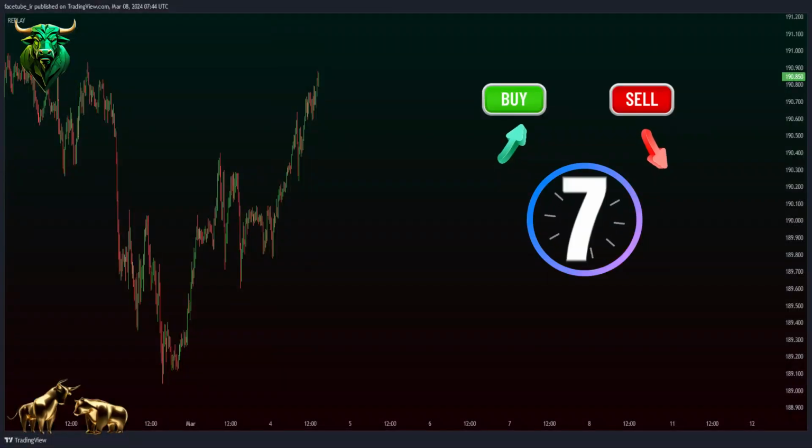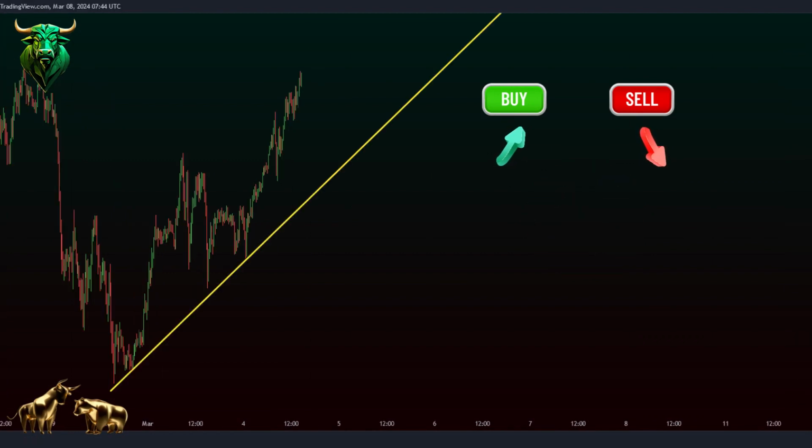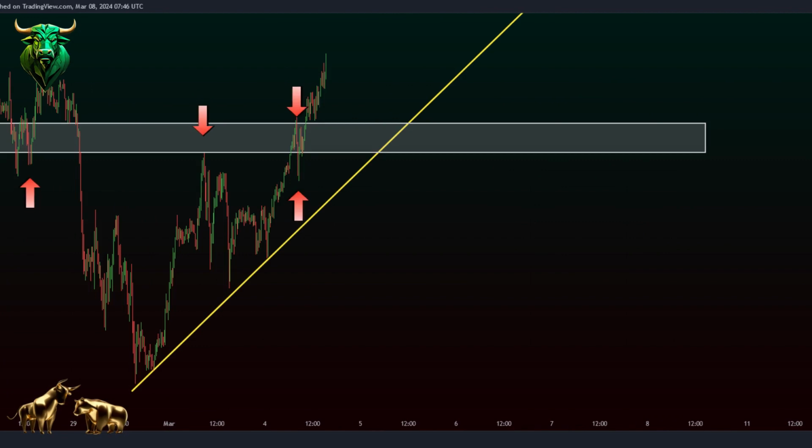At this point in the chart, would you buy, sell, or wait? To better understand the chart situation, we draw the current trend line. We draw the support and resistance zones by connecting the price highs and lows. We wait for the trend line and support zone to break.